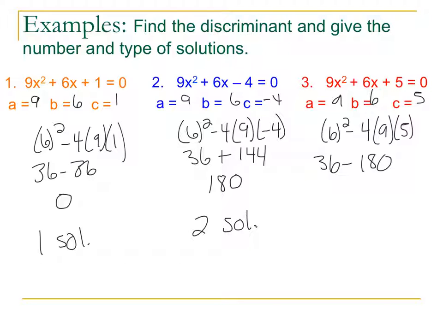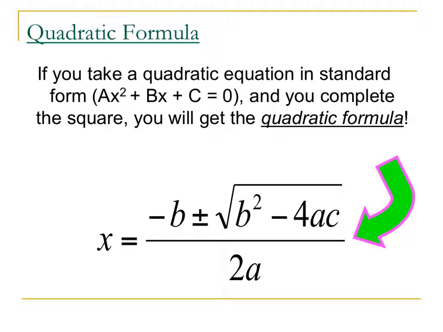And we're going to end up with a negative solution of negative 144. And because that's a negative, that means there are two non-real solutions, meaning this is going to be i whenever we actually do our quadratic equation. So here is your full quadratic formula.